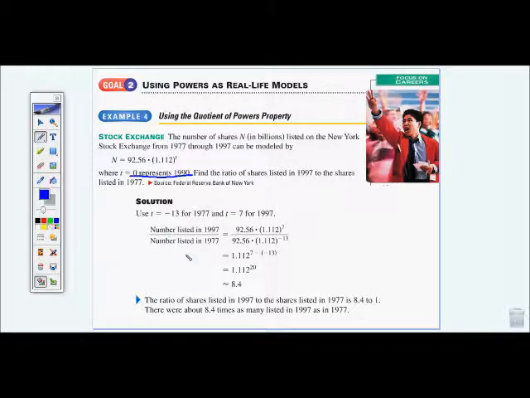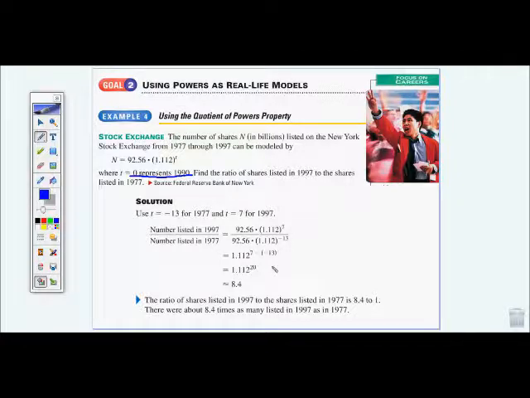So the number listed in 1997 was 92.56. We're going to multiply that by the 1.112 because we were given that as our formula, and then we're going to put in our exponent 7. That's for the 1997. We're going to use that same formula, but we're going to put in the exponent a negative 13 because remember that 1977 was 13 years prior to that.